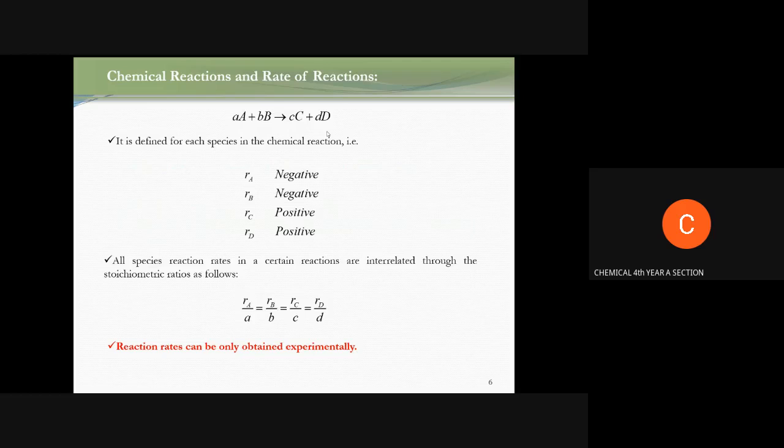What is the energy? The energy was transferred into the C from A and B. Okay, there is an energy loss in the feed. Okay, there is an energy gain in the product. So they write it like that: RA negative, RB negative, RC positive, RD positive.